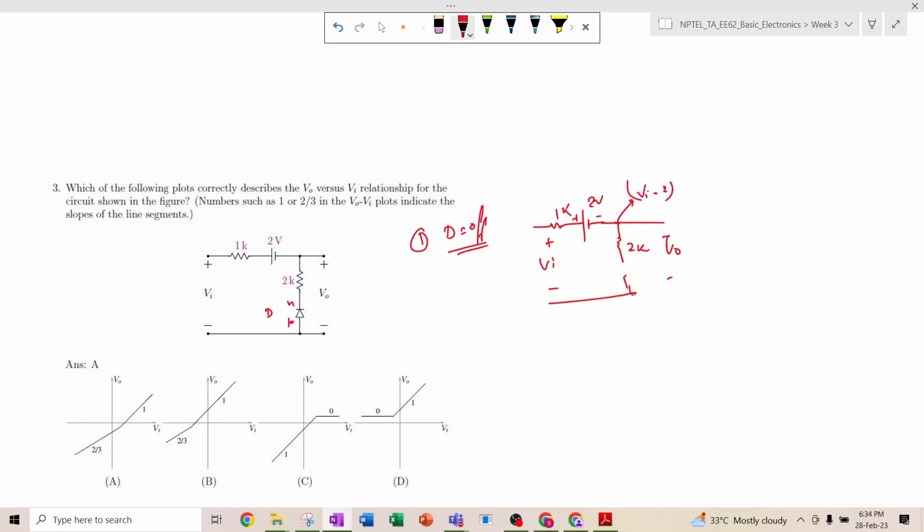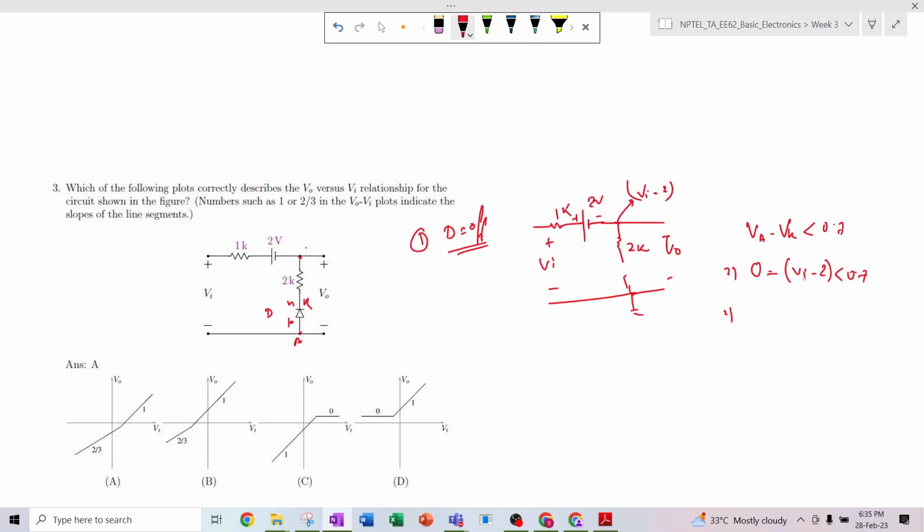Now this side is P, right? So this is anode and this is the cathode. The cathode terminal is connected to this and the anode terminal is connected to this. So the diode will be off if Va minus Vk, anode minus cathode, is less than 0.7 volt. The anode is nothing but 0 volt, because it is connected to ground. And this cathode terminal is Vi minus 2, that is 0.7 volt, right?